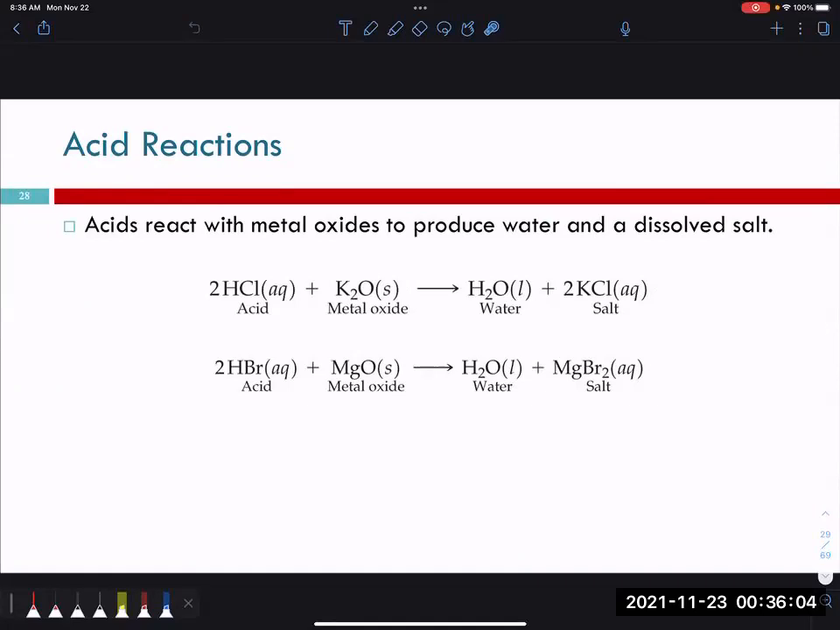Acids can also react with metal oxides. So instead of having the pure metal, we now have the metal combined with some oxygen, and it produces water and a dissolved salt. You can see here with potassium oxide and magnesium oxide, both producing water as one of their products, but again, always a salt.